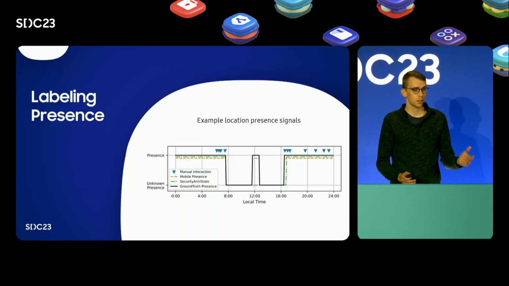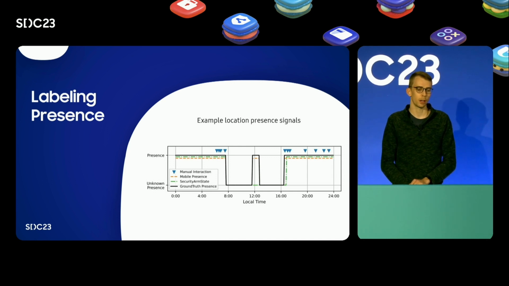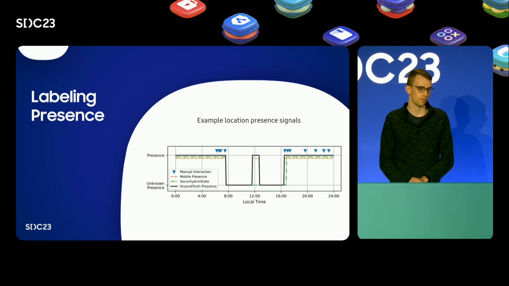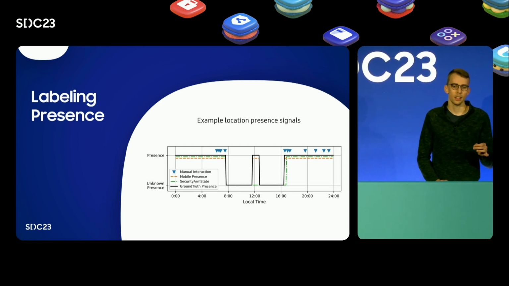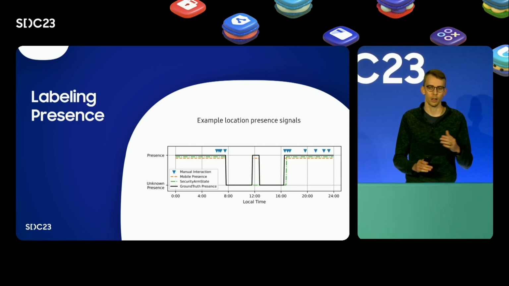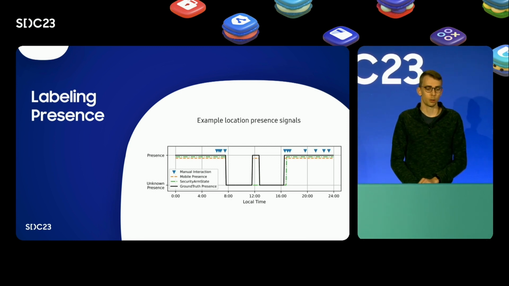With any of those 3 presence signals, we can derive a ground truth presence signal that is used for training our model. As seen in this example timeline, any one of those can tell us presence, but the combination of all 3 can give us a more robust label for presence throughout day and night.